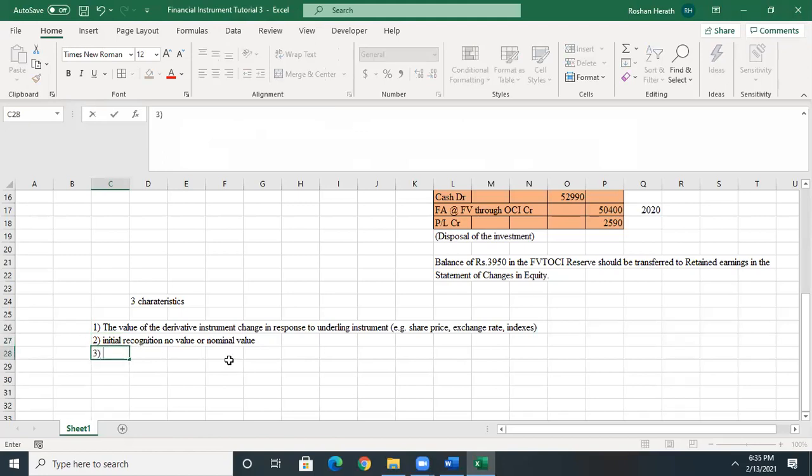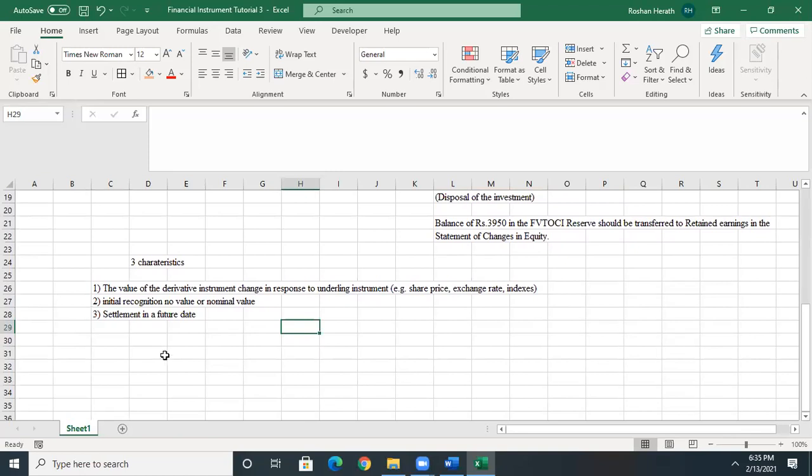And the third, you know that this is settled at a future date. So these are the three characteristics that are cited in SLFRS 9. Right? Now we are going to look at the accounting aspect.